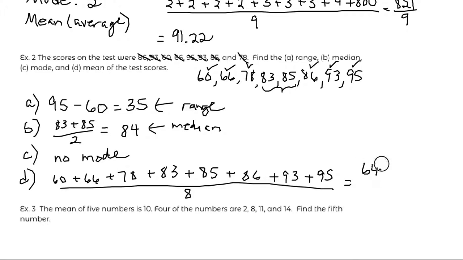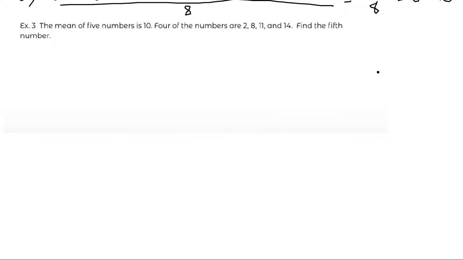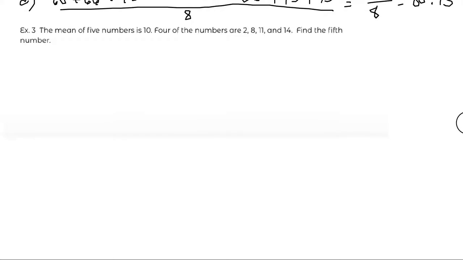We get 646 divided by 8, which is 80.75. So that is the average grade. Person would barely get a B in our class. All right, one more of these. The mean, okay, this one's a little trickier. So we'll do this one together.